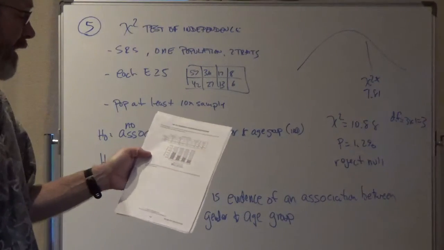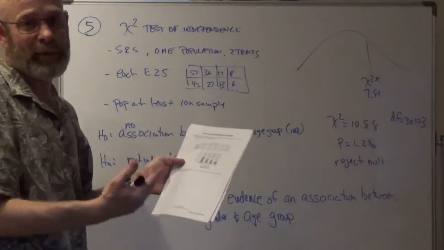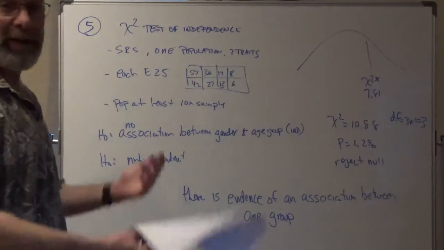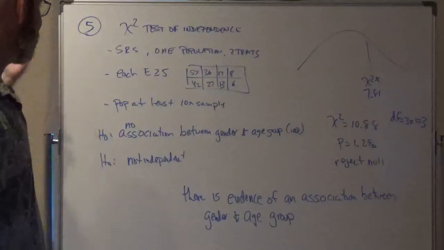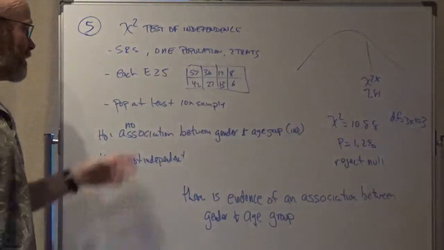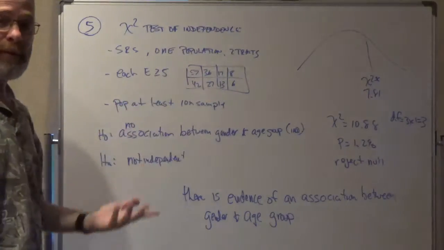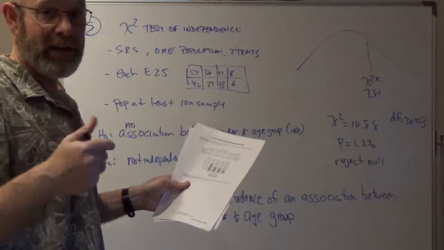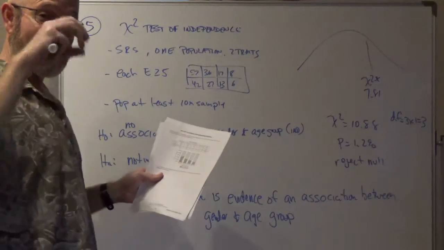It says, does the data provide convincing evidence? This kind of looks like it, but we've just seen other problems where it looks like it's not without the data. So this is a straightforward chi-square test of independence. Just a quick reminder: simple random sample, one population, two traits, each expected value is greater than or equal to 5. So remember on this one, you're going to put all these data points into your calculator in matrix 1, then just go run the test.